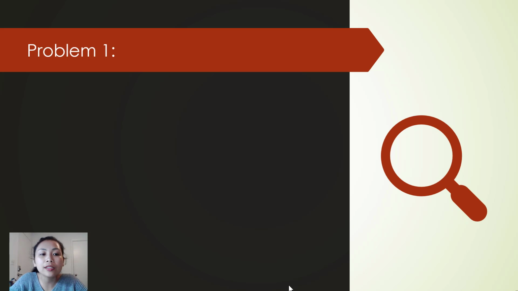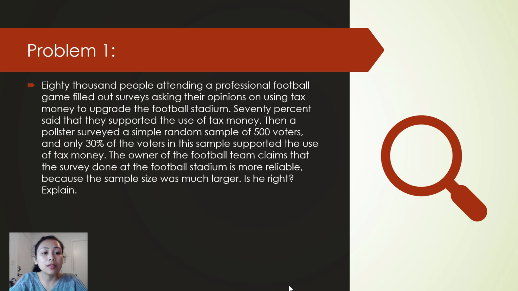Now we are going to practice on some problems. Problem number 1. 80,000 people attending a professional football game filled out surveys asking their opinions on using tax money to upgrade the football stadium. 70% said that they supported the use of tax money. Then opposed to the survey, a simple random sample of 500 voters was taken, and only 30% of the voters in this sample supported the use of tax money. The owner of the football team claims that the survey done at the football stadium is more reliable because the sample size was much larger.